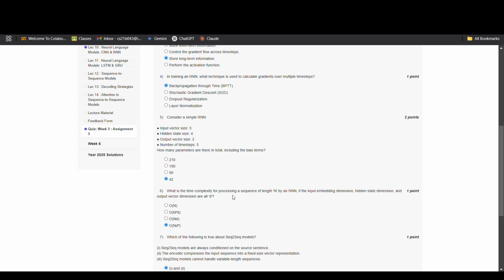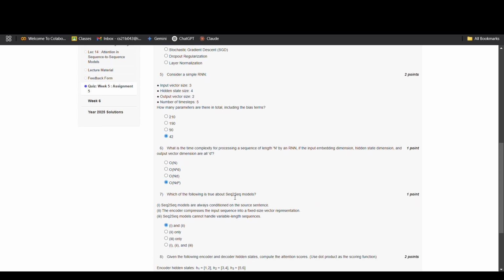Now we're at question 5, where you need to consider a simple RNN. It says the input vector size is 3, the hidden state size is 4, the output vector size is 2, and the number of time steps is 5, asking how many parameters there are in total. Your selected answer was 90. Could you explain how you calculated that?